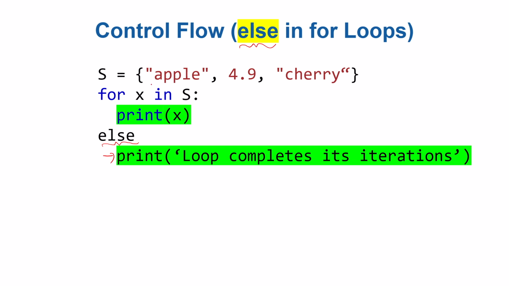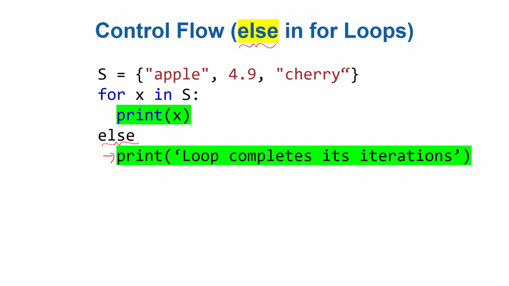Just consider this set has 3 elements: apple, 4.9, and cherry. Apple is one object or one data. 4.9 is one data, which is a floating point data, and cherry is one data, which is a string data. So this S has 3 different elements. Now for X in this set, the very first time X will be apple, so it will print apple. Next time X will contain 4.9. As long as X is inside the set, pick elements one by one and print them all.